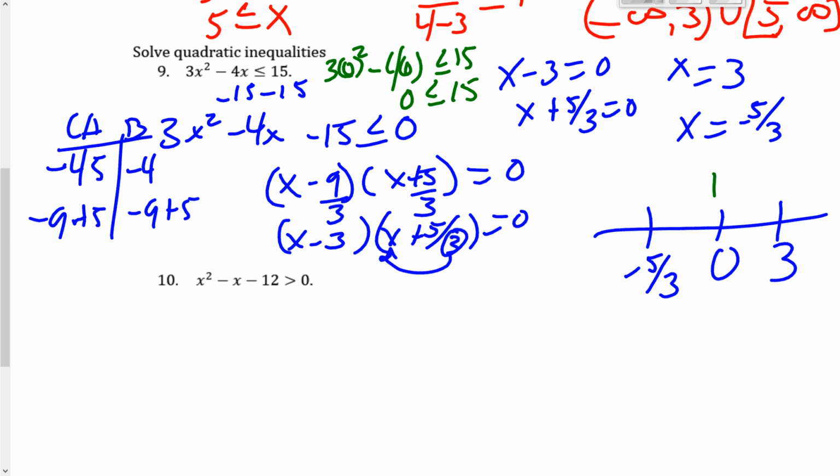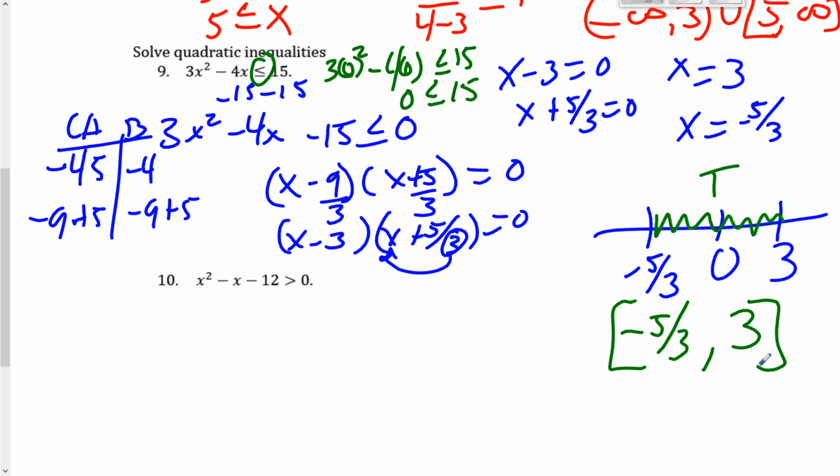So nice, we have one in between. So this time it is true, so that's everything in between these. So it goes from negative 5/3 to 3. And is it included? Well, it's less than or equal to. So yes, they're both included as answers. So that's number 9. Let's finish off with number 10 here.